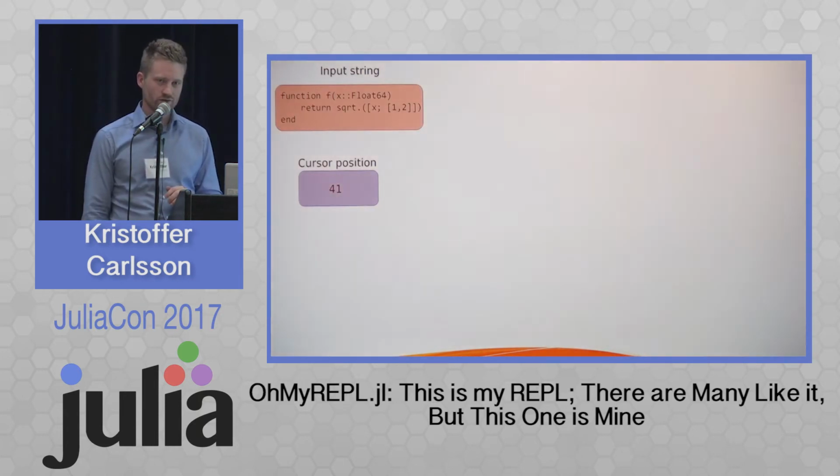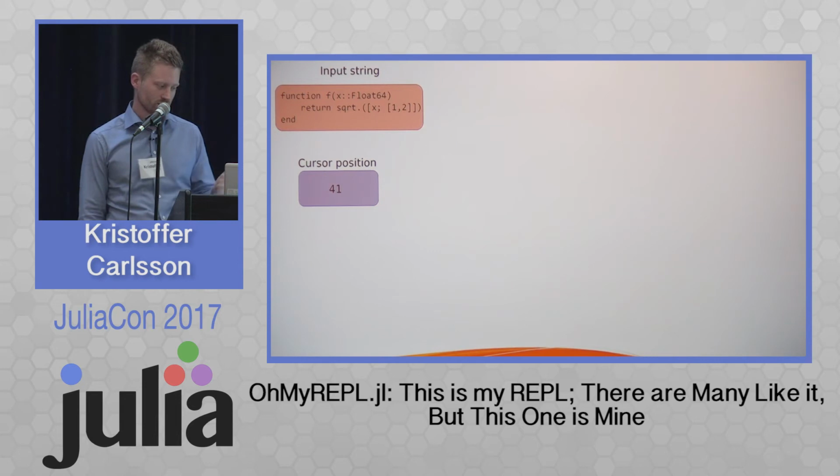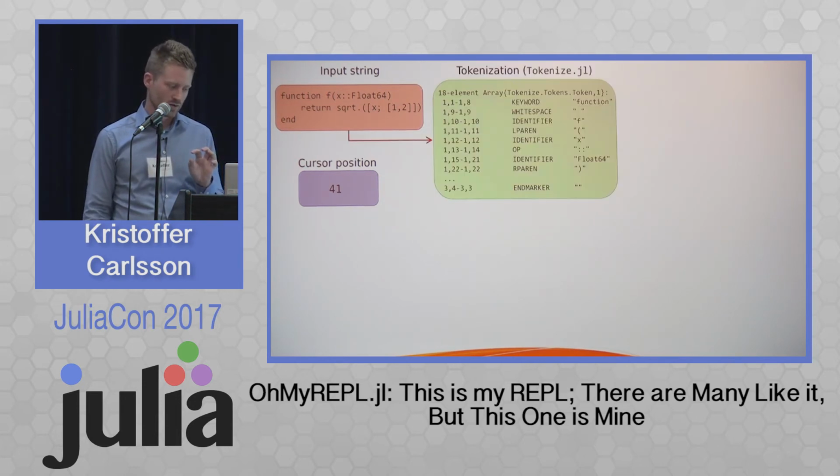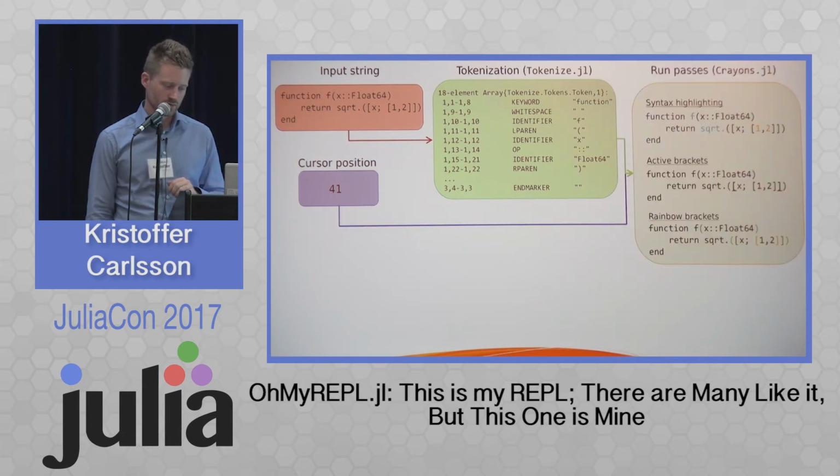So now we have pretty much everything we need. So how does OhMyREPL work then? Let's say we have entered something in the REPL here. I have a simple function that takes an argument, something like that. And we also have a cursor position, which is where our cursor is right now in the REPL. So the first thing we do is we tokenize the input string. That gives us a vector of tokens. And then on this token vector, for each token, we assign a crayon to that token.